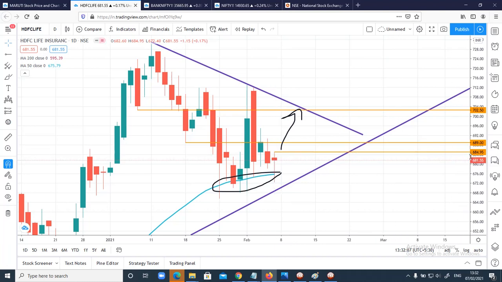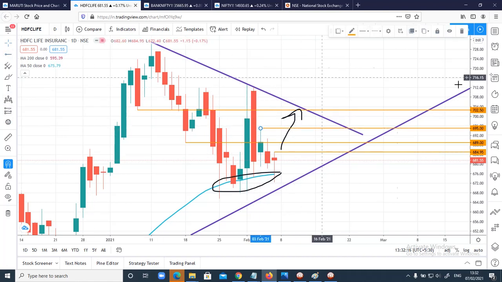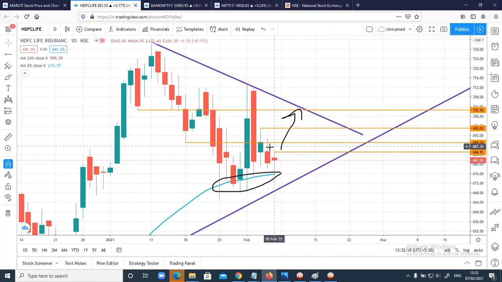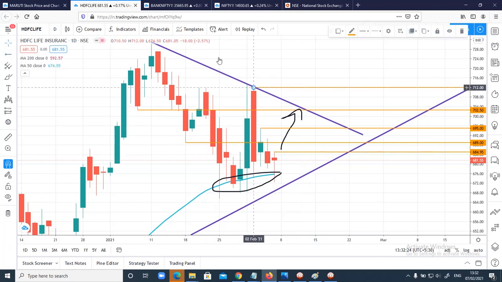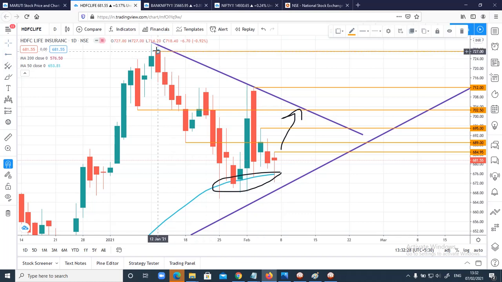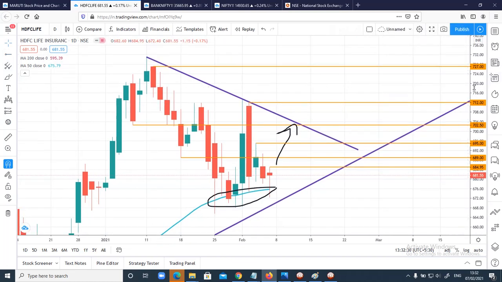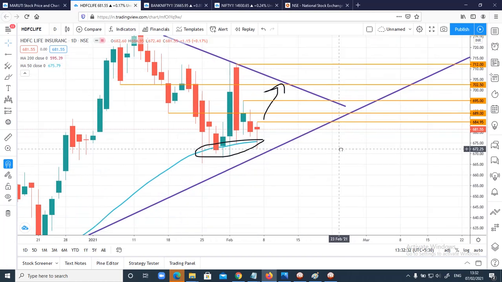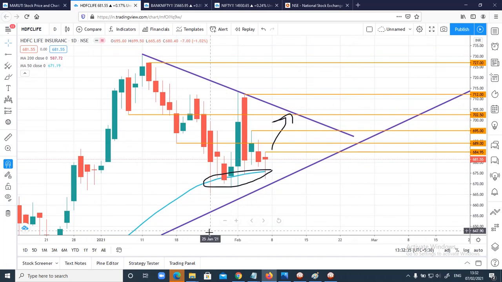Tomorrow if price sustains above 684.95, we can expect 689, 694 and 702. This can be used for intraday levels, and we can also use it for a positional system. And once it breaks above this trend line, these are the targets you can go with: 712 and 727. Right, this is all about HDFC Life Insurance.